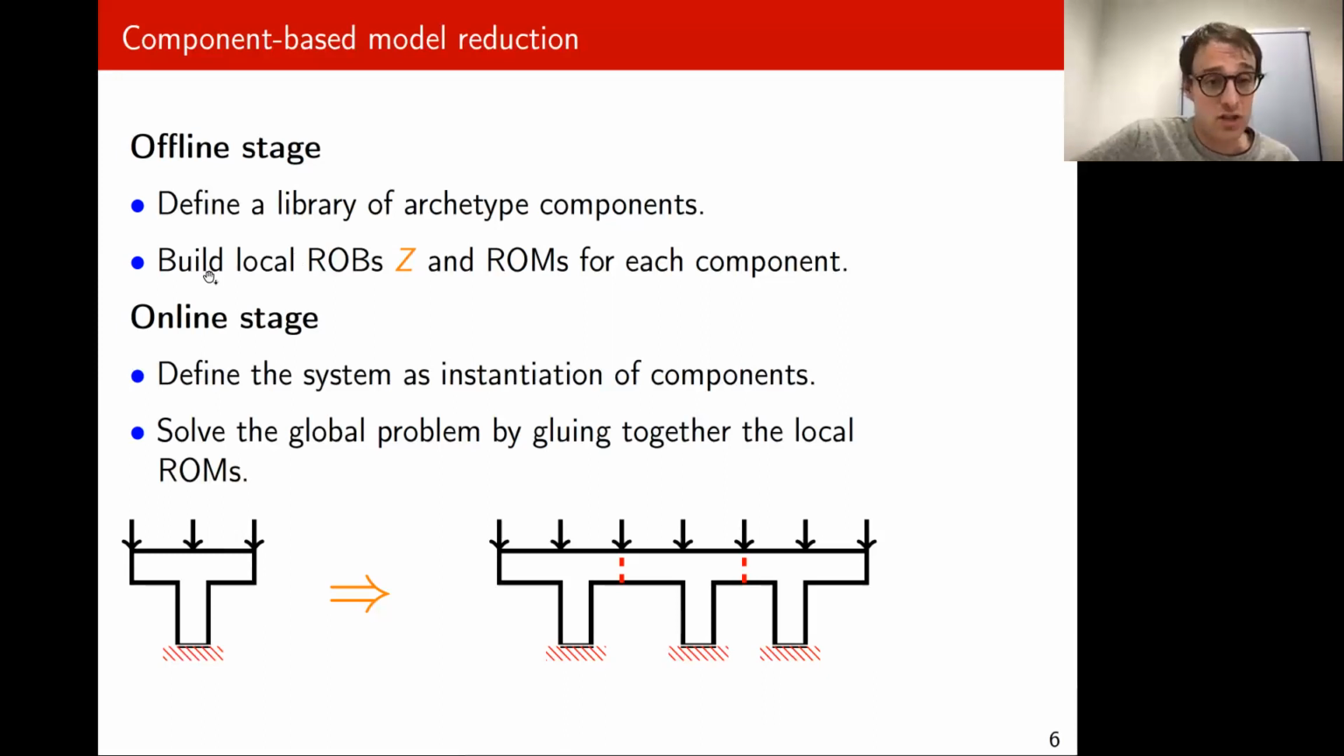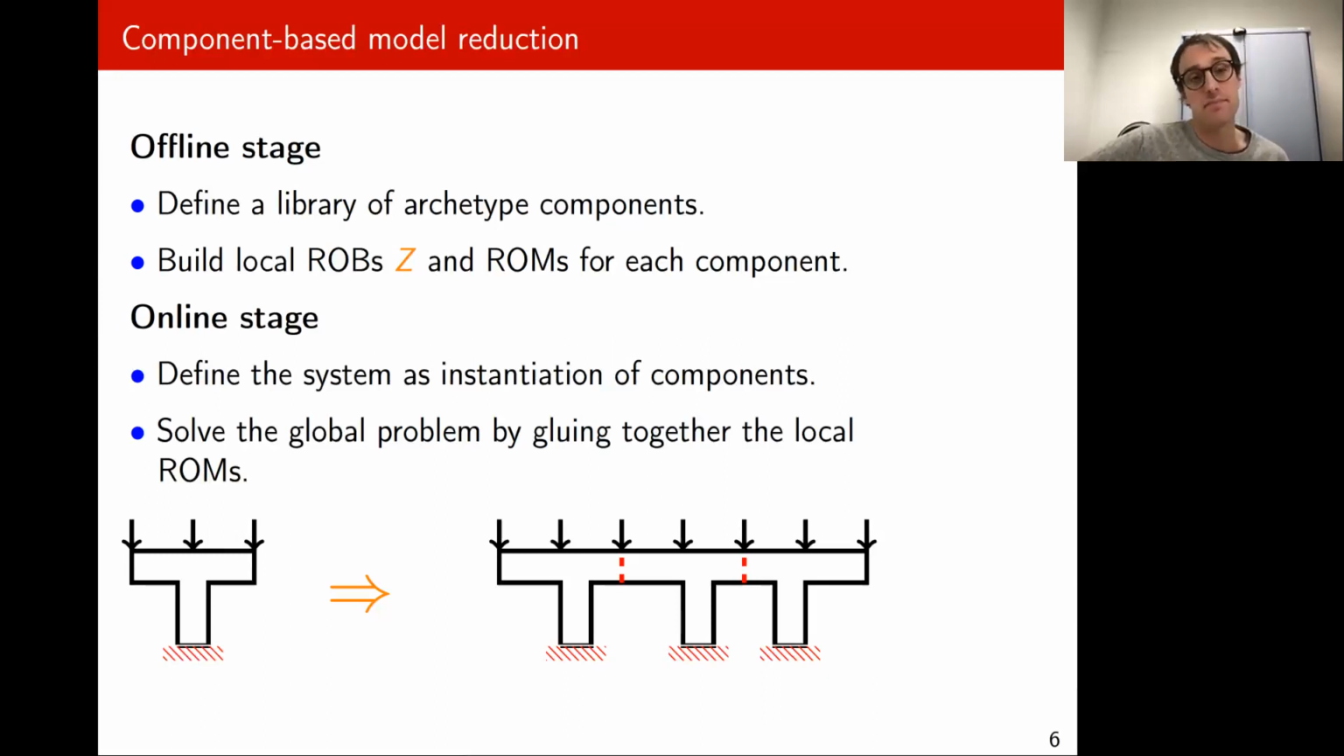During the online stage, we define a system as an instantiation of these components, okay? In this example, we interpret this system as an instantiation of 3 T-junctions. Then we solve the global problem by suitably gluing together the local reduced order models.